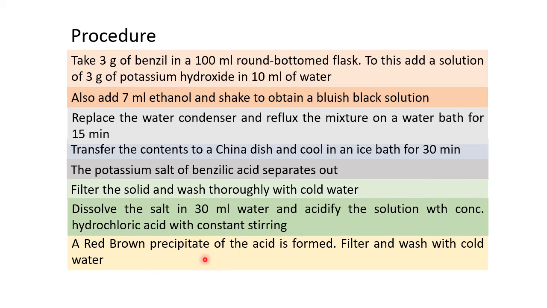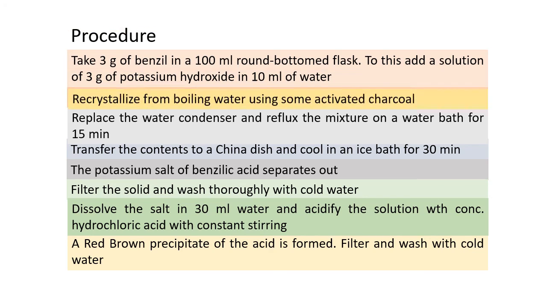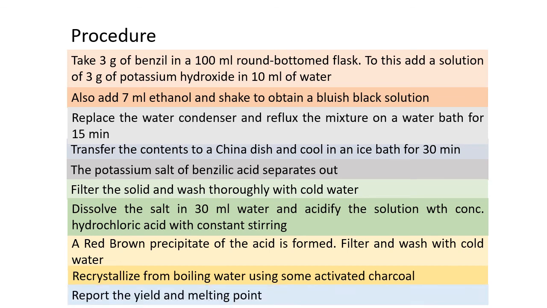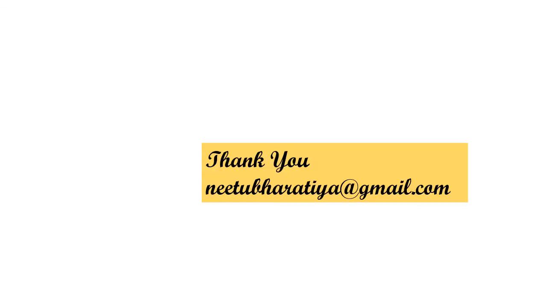So you get a red brown precipitate of the acid. Then we filter it and wash it with cold water and recrystallize from boiling water using activated charcoal. Then we report the yield and melting point. So this is how we carry out this experiment. That is synthesis of benzilic acid.